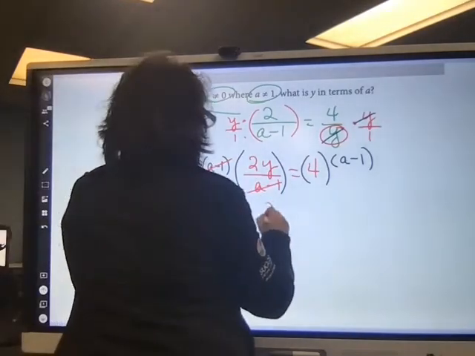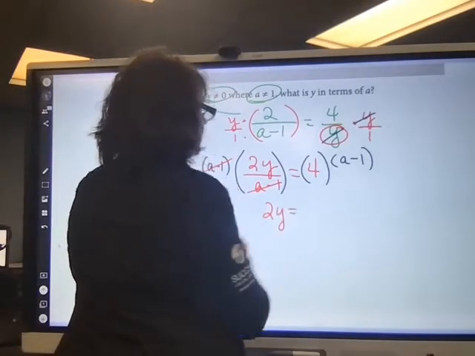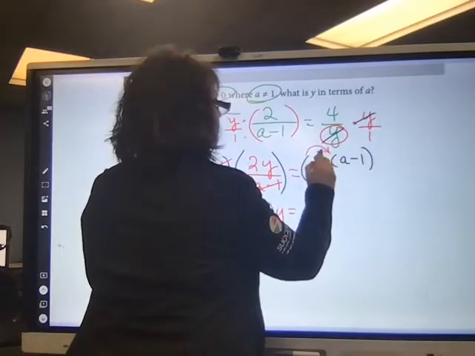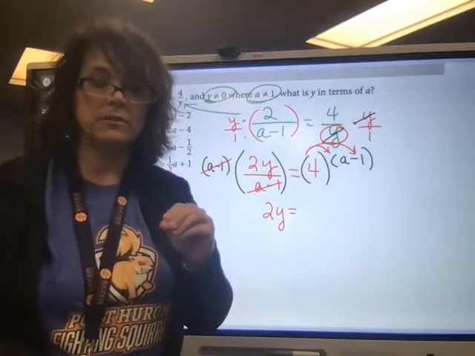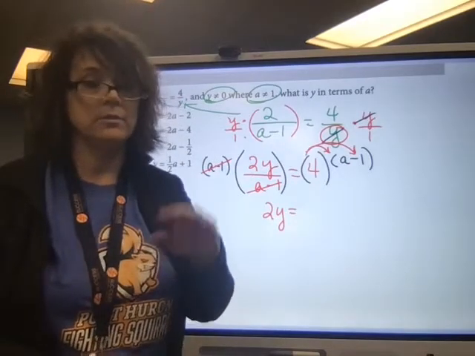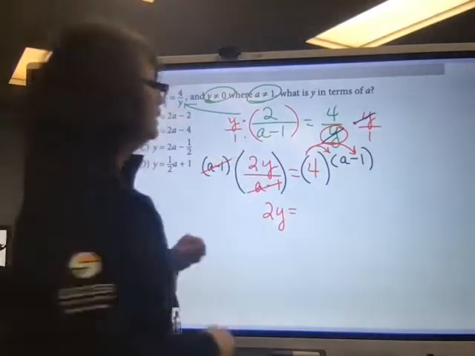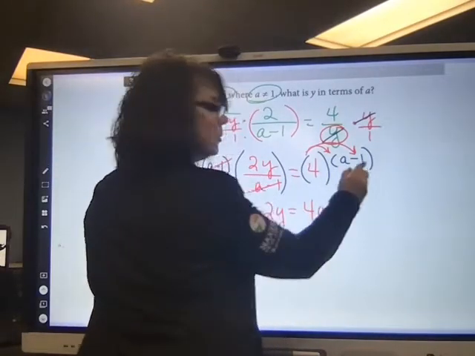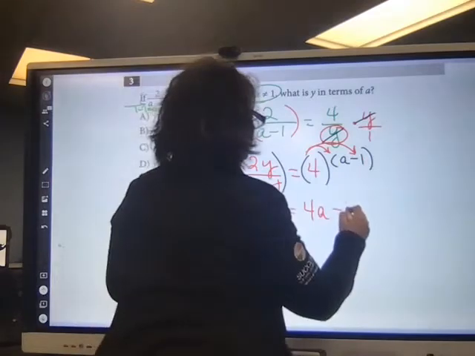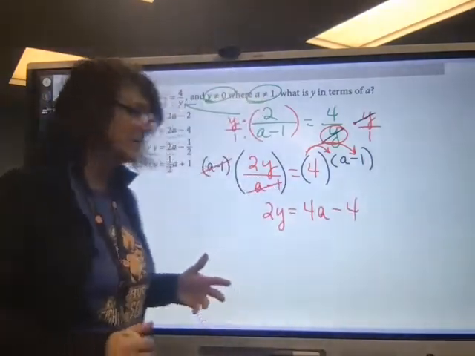So on the left side, we now are left with 2y equals, now we have to use our distributive property. Remember to multiply both terms, not just the first term. You will get the wrong answer. So multiply all the terms by 4. 4 times a is 4a. 4 times negative 1 is negative 4. We're in the home stretch.